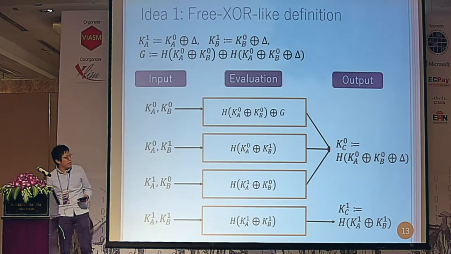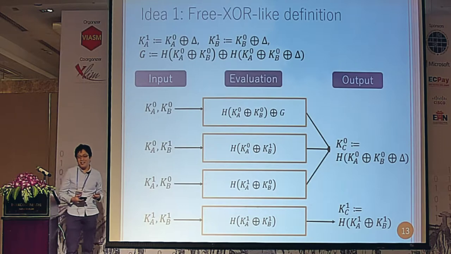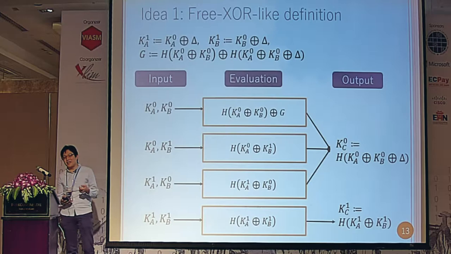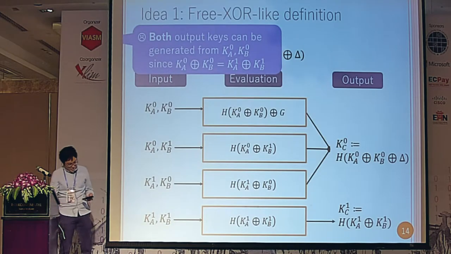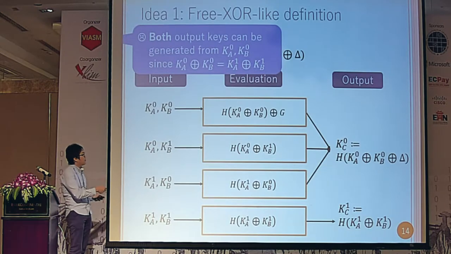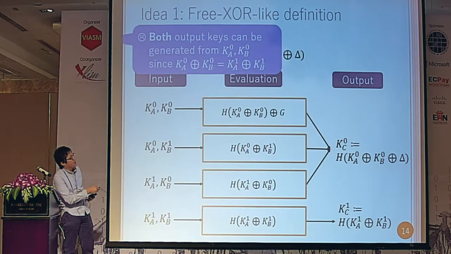Okay, at this point the mapping is constructed. However, this scheme is clearly insecure, because from KA0 and KB0 both output keys can be generated. Of course, KA0 and KB0 can be evaluated to KC0, and the KC1 value is equal to the hash of KA0 ⊕ KB0 because this equation holds.